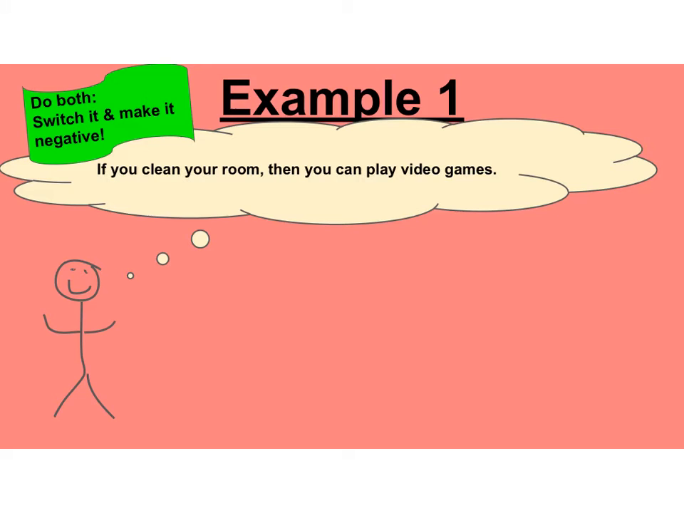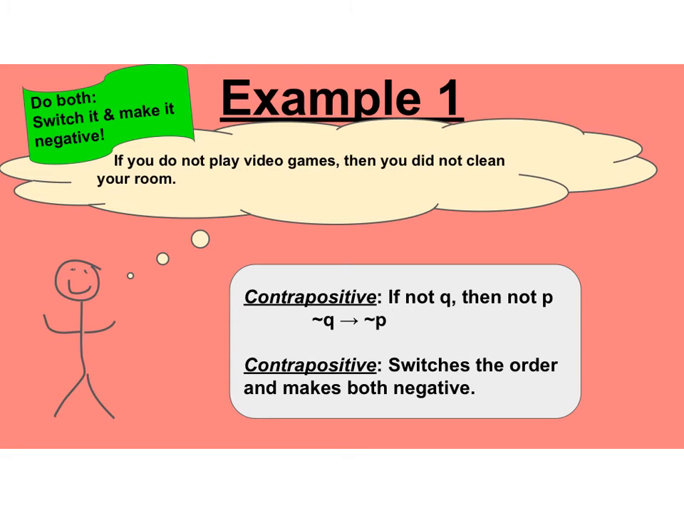We could do both at the same time. We could switch it and make it negative. So thinking about what that looks like, if I didn't play video games, then I didn't clean my room. That's what it looks like. And this is called the contrapositive. I always remember it's a bigger word. It's kind of a compound word. So there's 2 things. It switches the order and it makes them negative. Notice the not. So not Q, then not P.